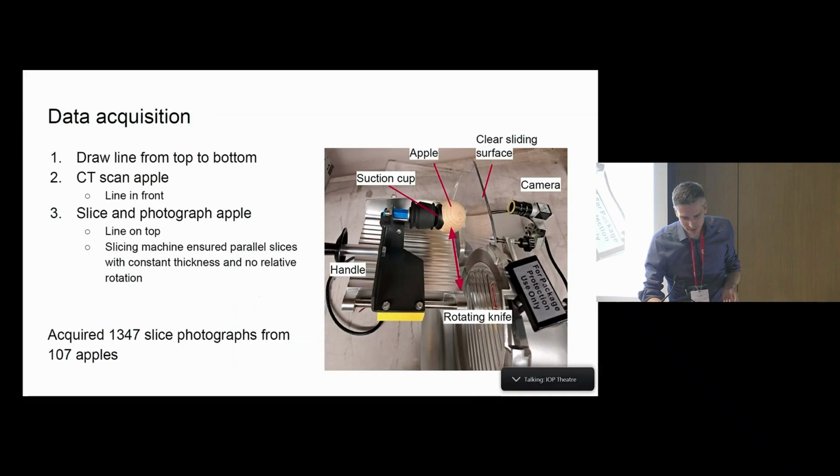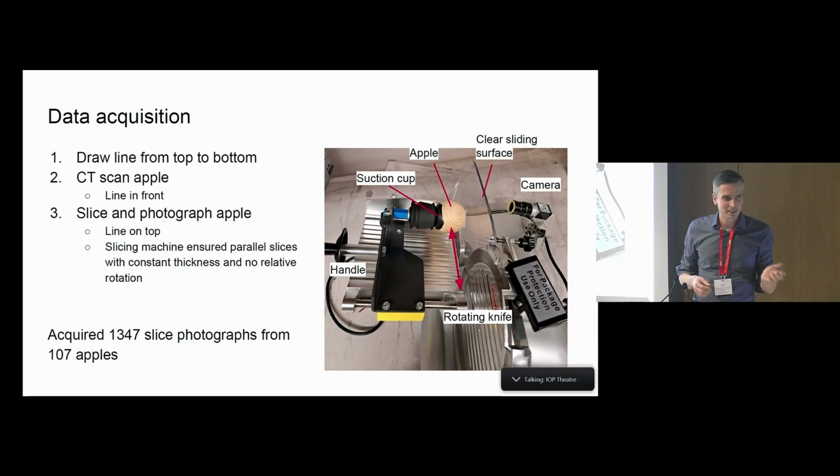The first step is data acquisition. It's basically 3 steps. In every apple, we drew a line to use as a reference point to initialize the registration later. Then we CT scan the apple at the CT scanner that we have at the group, and we always put the line in front, so there's a bit of a reference position.